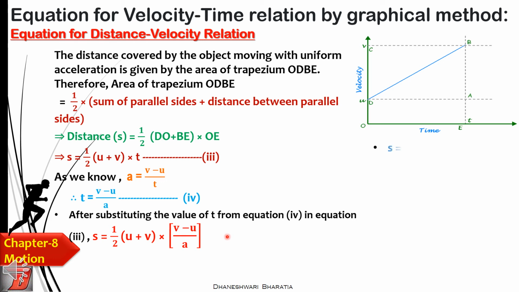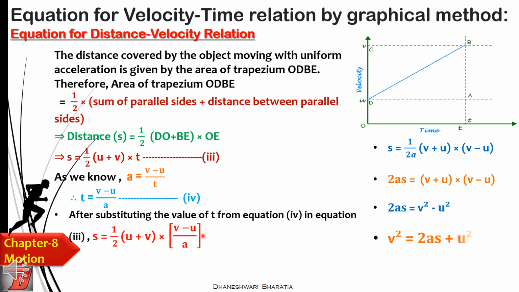Now by using mathematical knowledge, what do we get? 1 upon 2A into V plus U and V minus U. Now I'll shift this 2A here. What will I get? 2AS is equal to V plus U into V minus U. Now can we recall the mathematical identity? What will we get? Exactly, we will get V square minus U square. Am I clear? Now by rearranging this, what will we get? V square is equal to 2AS plus U square.